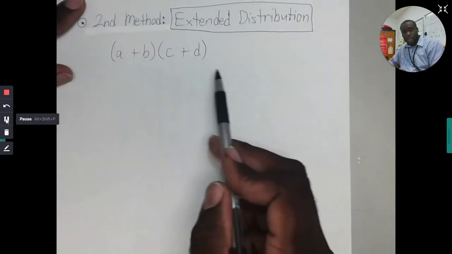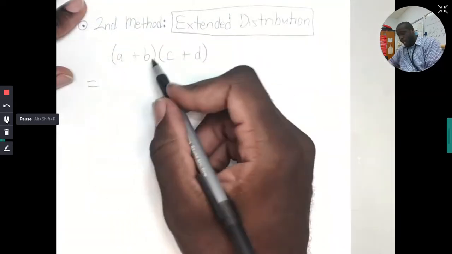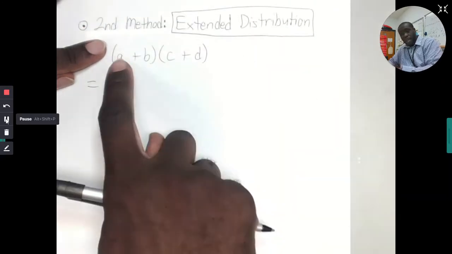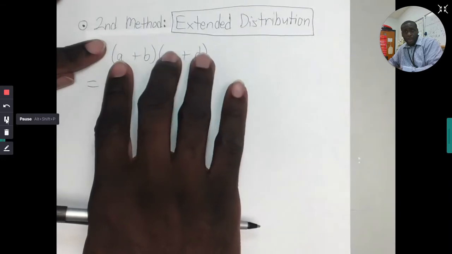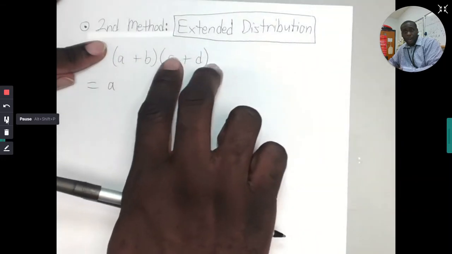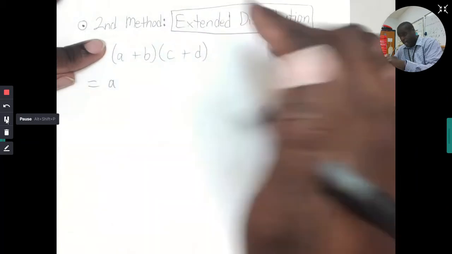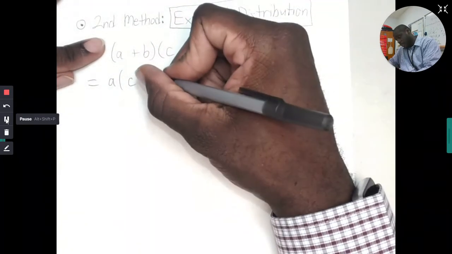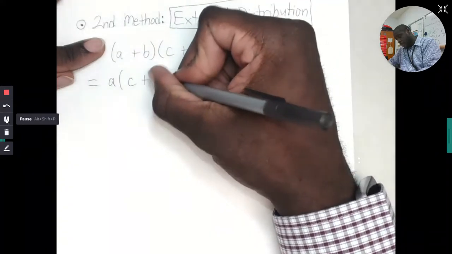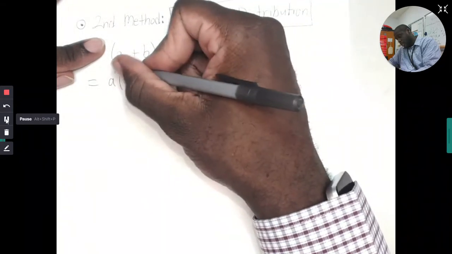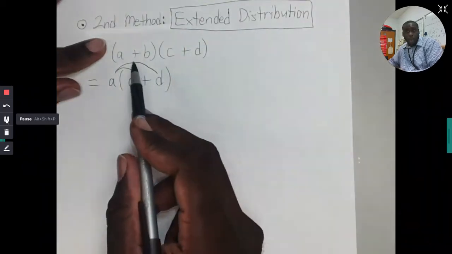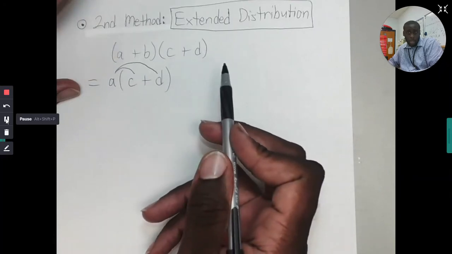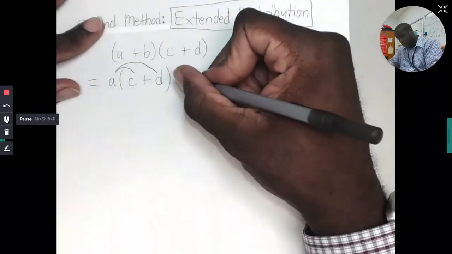So pretty much with extended distribution, we know that we need to distribute. So let's say that we wanted to distribute the A first. And we want to distribute this A to both of the terms that are in the other polynomial. Where we do it like this. All right? So that's one part here that's being distributed into that second polynomial. Okay? Make sense? Good. Awesome.